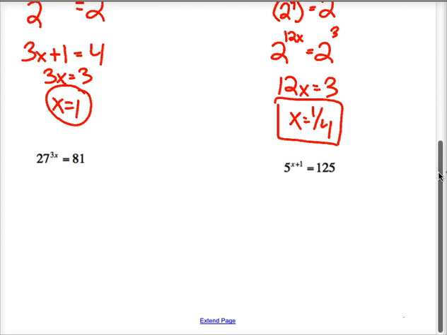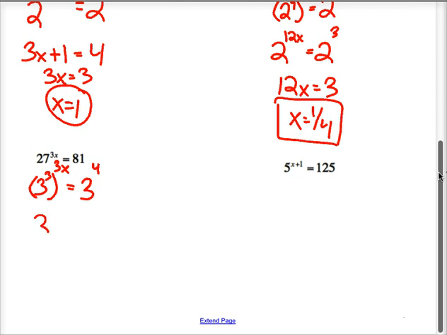All right, 27 to the 3x equals 81. Again, you can't write them in base of 27. However, there is a common base it can be written in. Both of those are powers of 3. So I'm going to change this. 27 is 3 to the 3rd. 81 is 3 to the 4th.